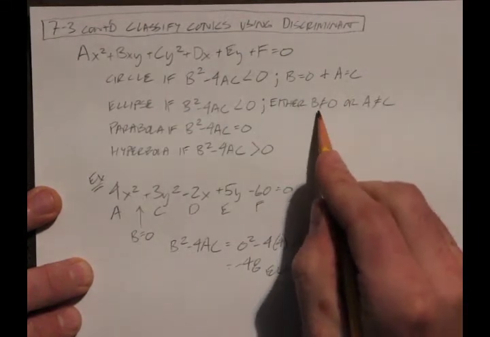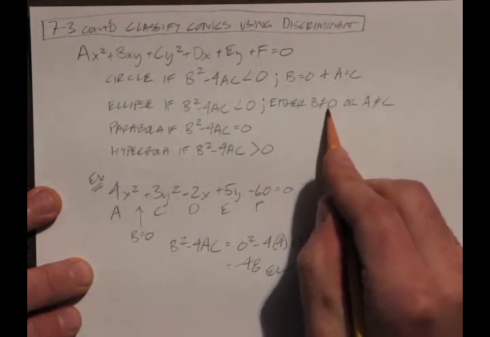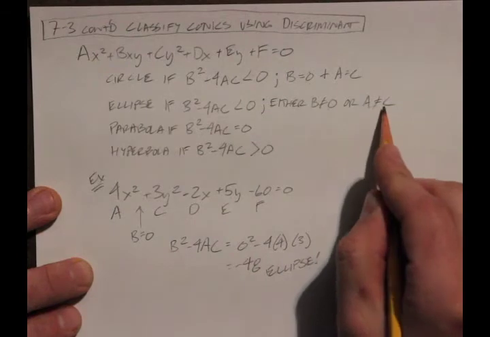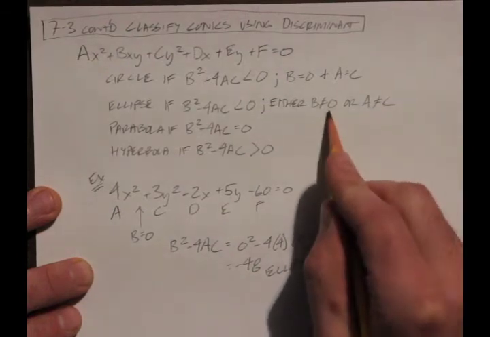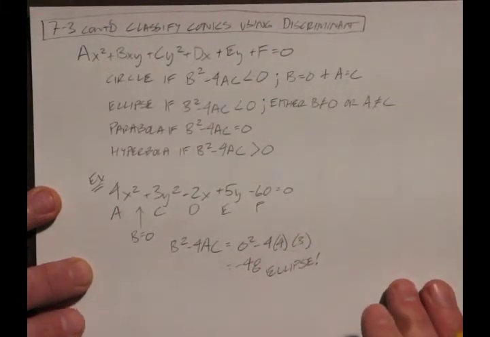So either B doesn't equal 0 or A doesn't equal C. So either one of those will tell me it's an ellipse.